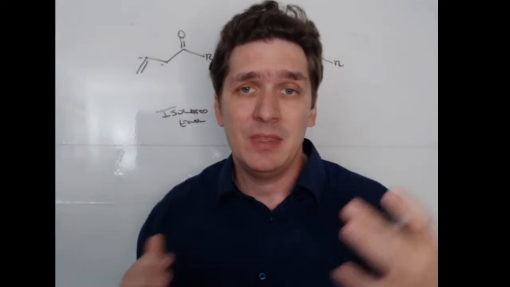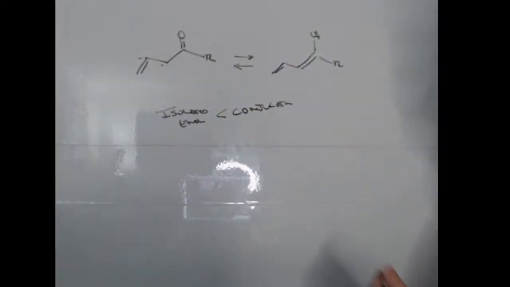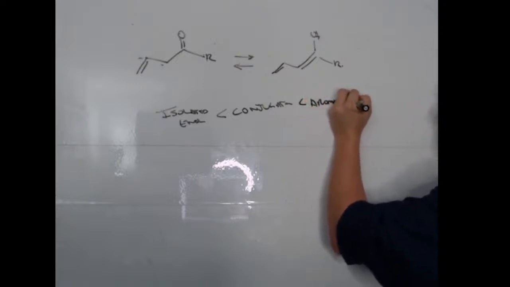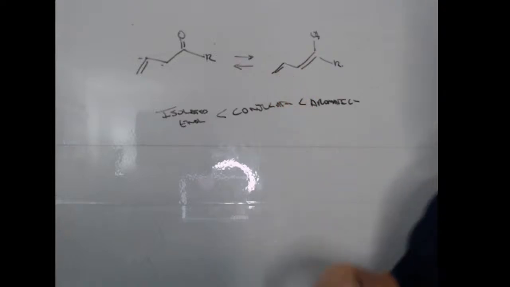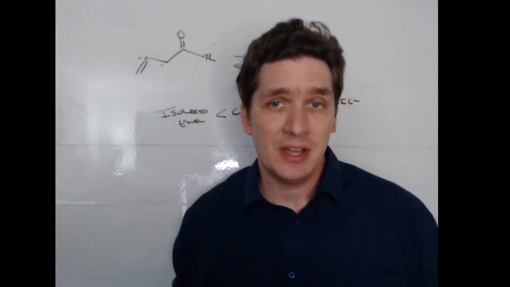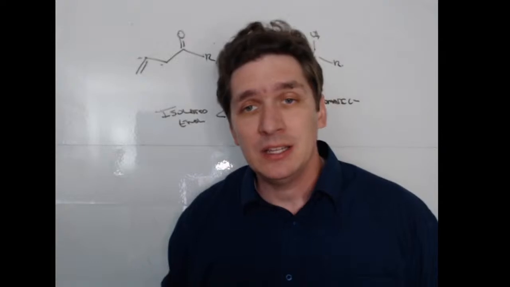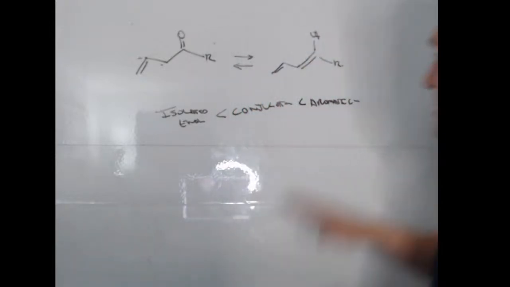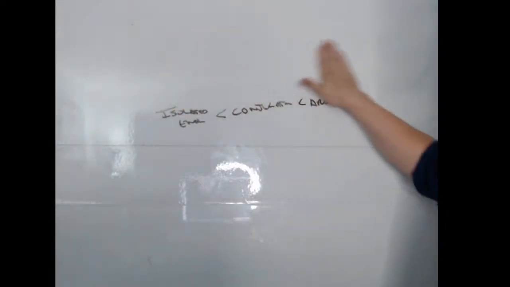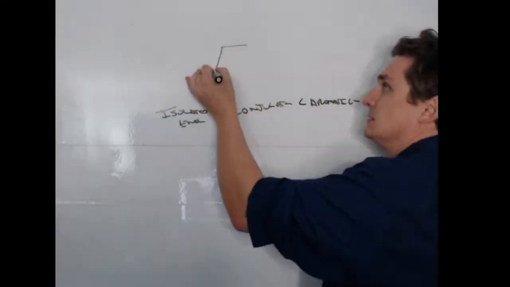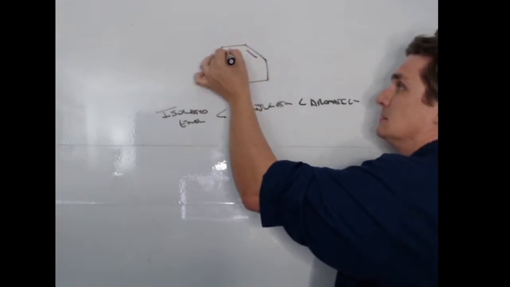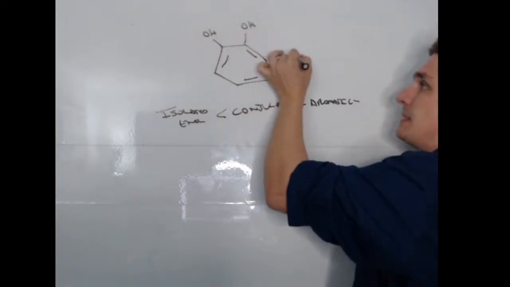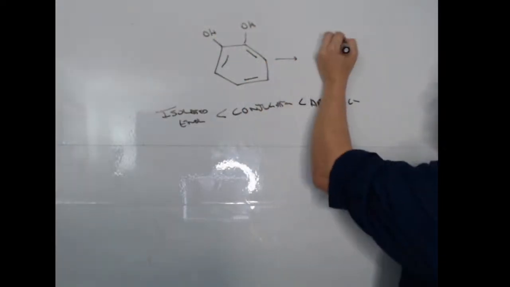The ultimate end result of conjugation, though, the best form of conjugation, is aromaticity. So if we end up generating an aromatic molecule as a result of the tautomerization, we will end up generating the enol form, because aromaticity is one of the most stable forms of organic molecule. So if we consider something like a diphenol, we can convert this to the ketone form through tautomerization.